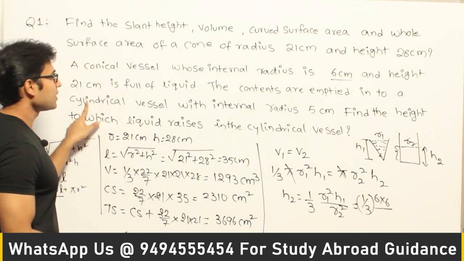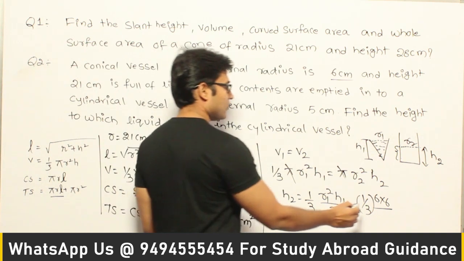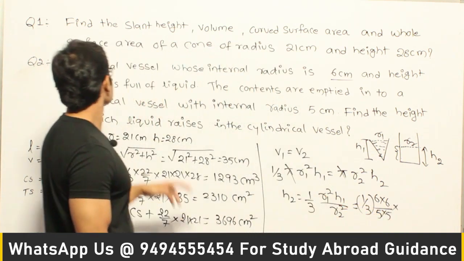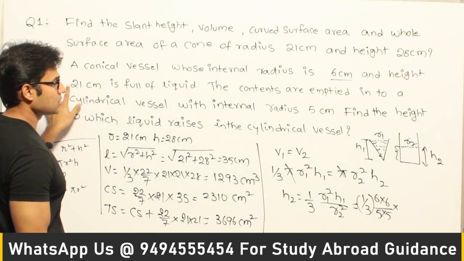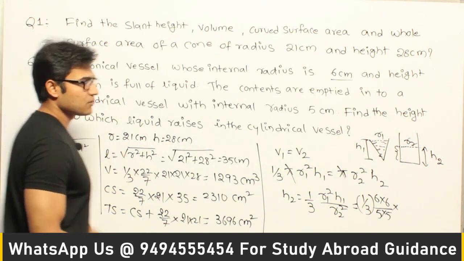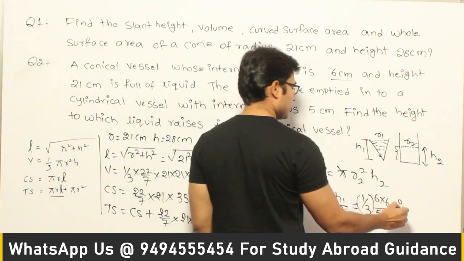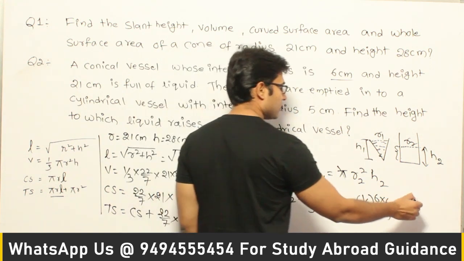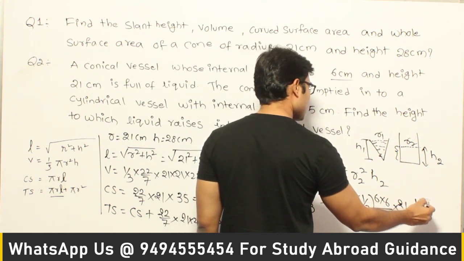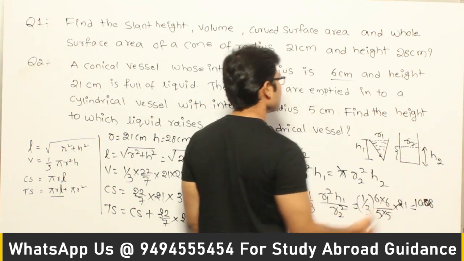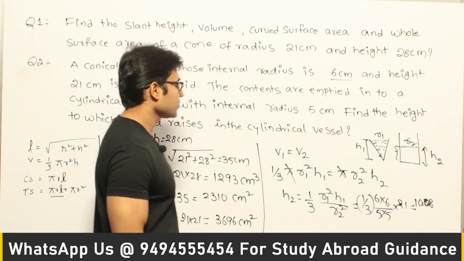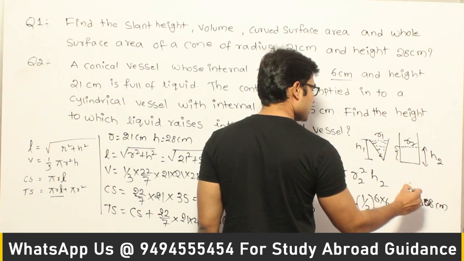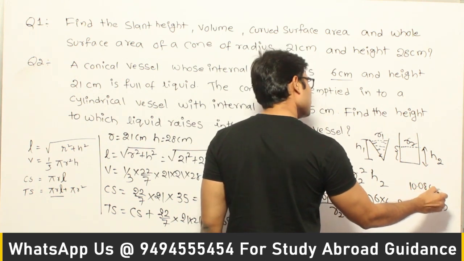R2 is the cylinder's radius, which is given as 5. So 5 into 5. Oh sorry, H1, right? H1 is given as 21, so you can write 21 here. Now if you substitute it, you are going to get the answer as 10.08. And what will be the units? All are given in centimeters, right? So the answer is 10.08 centimeters.